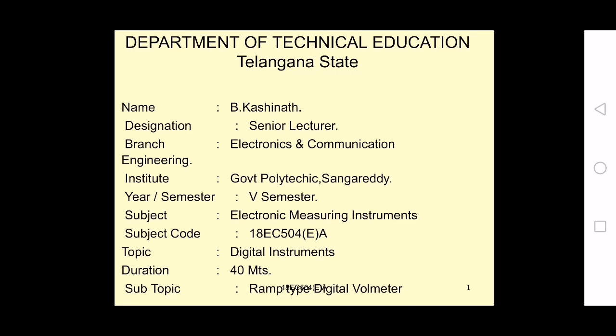The topic which I am going to discuss today is digital instruments. This is the third chapter in electronic measuring instruments. On that, I am going to discuss the subtopic of ramp type digital voltmeters. Before going to the ramp type digital voltmeter, we will discuss briefly what a digital voltmeter is and the types of digital voltmeters, and then we will go to the working principle of the ramp type digital voltmeter.